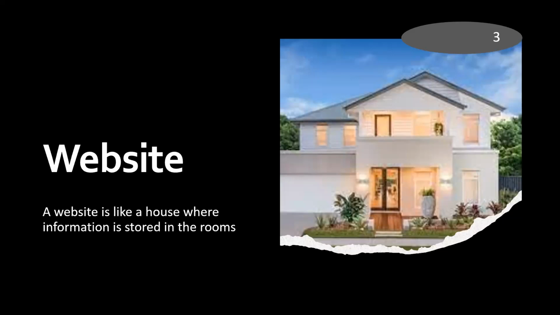So a website is like a house where information is stored in the rooms. Like in room 1, room 2, room 3, room 4, room 5, room 6, all have different information there. So this is exactly how a website is. Each room has its own information. But this, as it is, has so much to it that we really need to know.